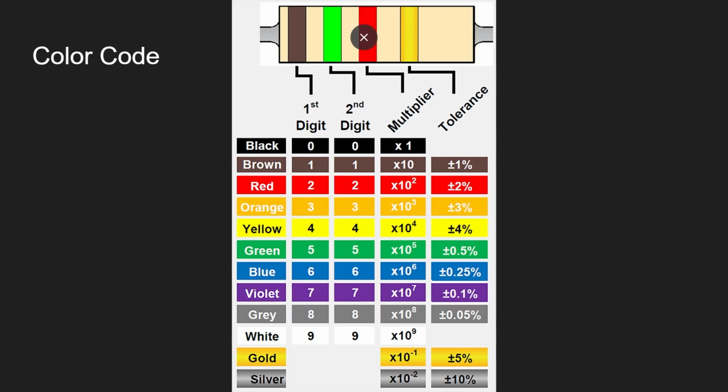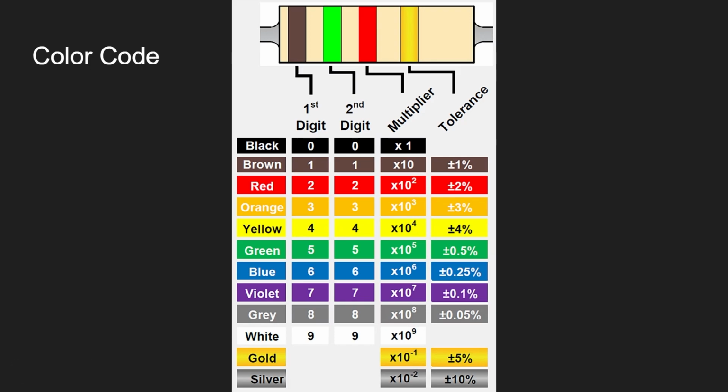If I've got a red, black, and gold here, red is 2, right? Black is 0, right? This is 20 to the power -1, which is 20 divided by 10, which is finally 2 ohm. You can think in this way. If you want to represent fractions or decimals, silver is divided by 100. It is even smaller, 0 point something. But I think this is not common.